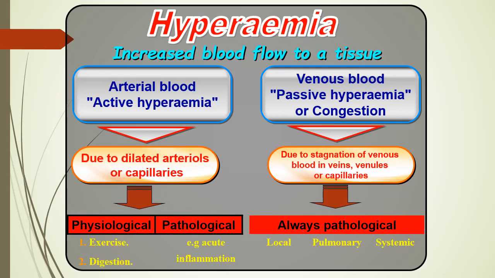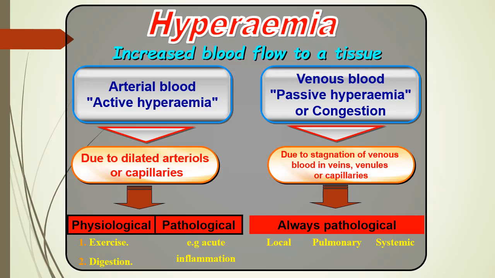Hyperemia. What is meant by hyperemia? Hyper means a lot. Emia means blood. So hyperemia means increase of the blood flow to a tissue. It is either due to dilatation of the arteries and arterioles, that is called active hyperemia, or it is due to stagnation of the venous blood in veins, venules, or capillaries due to impaired venous return, and it is called passive hyperemia or venous congestion.